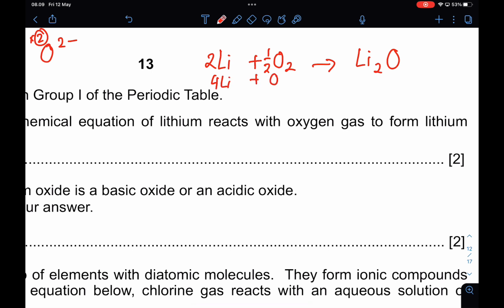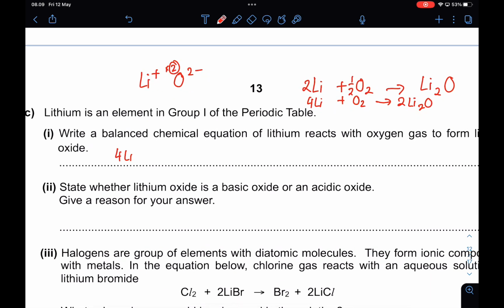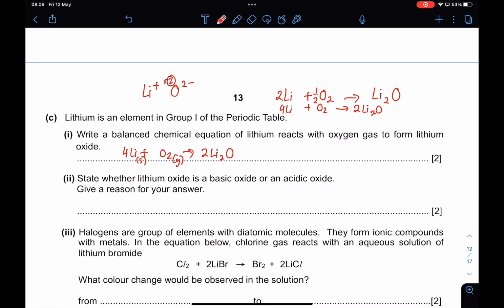But in chemistry we don't use half, so we times everything by 2. You get 4Li plus O2, half times 2 is 1, to give you 2Li2O. So I will write down 4Li plus O2 to give 2Li2O. Li is metal, so solid. This is gas. To form lithium oxide, solid. Of course, you don't suddenly get liquid or aqueous, so it's going to be solid also.